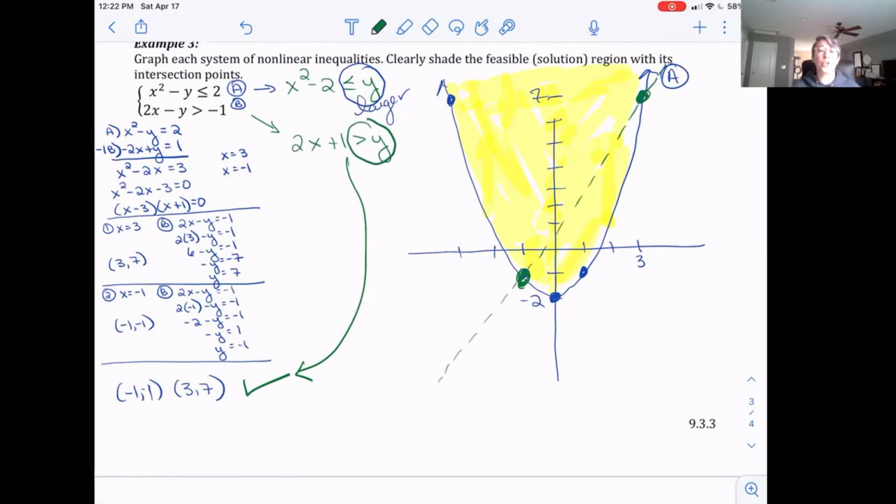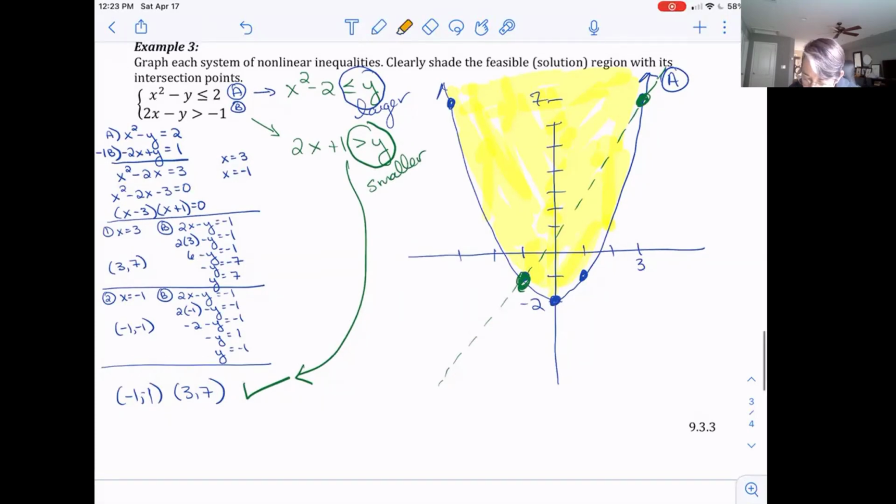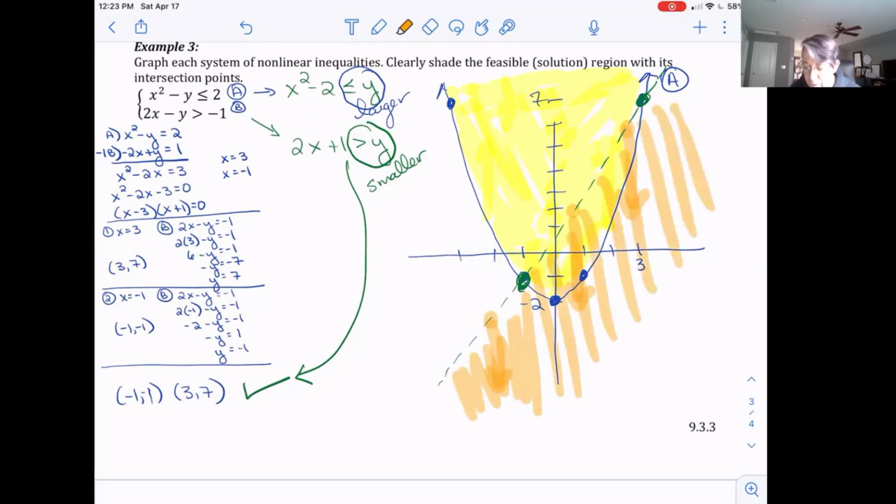So now we have to determine where we are going to shade this graph. Well, notice y is on the smaller side of the inequality. So if we look at this graph, if y is smaller, I pick a point on the line, and that means I'm going to choose where the y's are smaller, which is downwards. So for this one, we would shade below the graph.